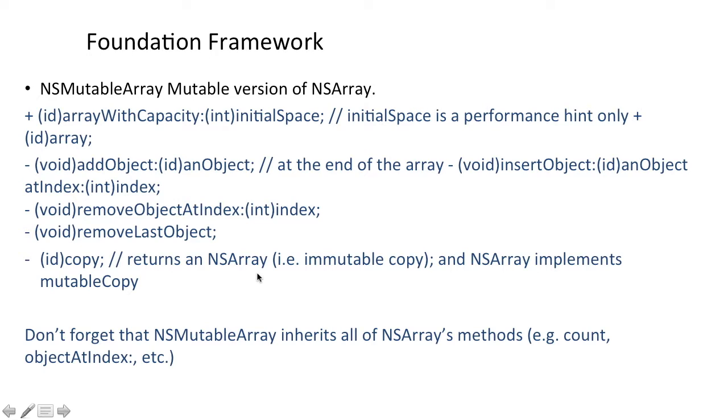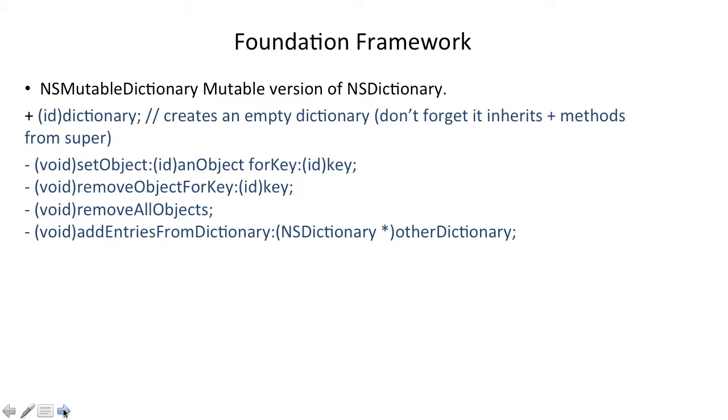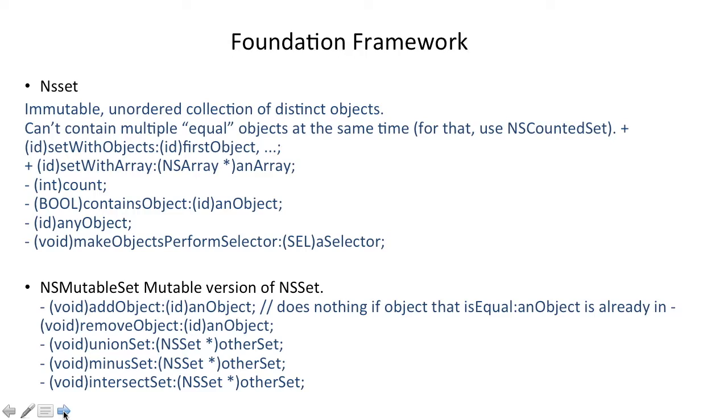It has methods of NSArray, and on top of that it has more methods. Now let's come to a very interesting one, NSSet. So what is NSSet? NSSet is similar to an array, but it's an unordered set. It's like an array, but there is no index in it.